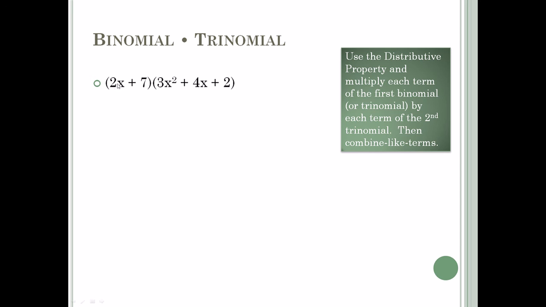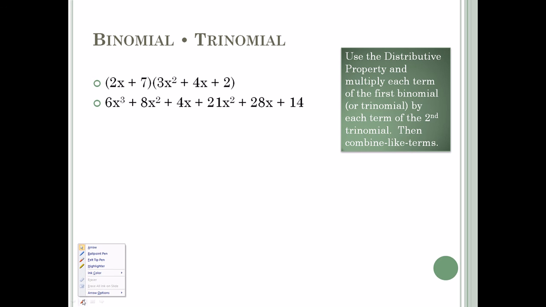I scribbled it out. Now I have 7 times 3x squared is 21x squared. 7 times 4x is 28x. And 7 times 2 is 14. You wrote down a ton of stuff. I'm telling you, it's a lot of stuff here. So now we're going to group up our matches. Are there any other x's to the third power? No. So we know when we write our answer, there's going to be a 6x cubed. Agreed? All right, so now let's find our 8x squared.